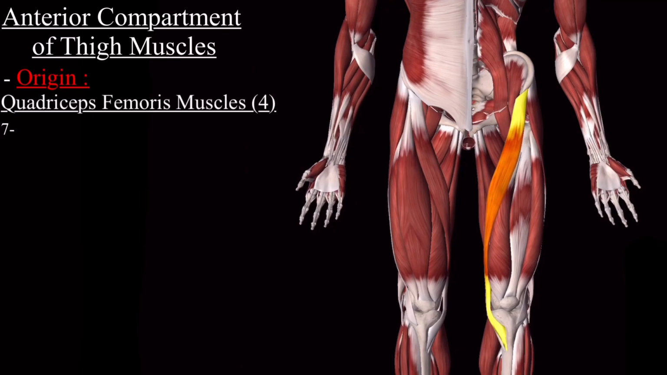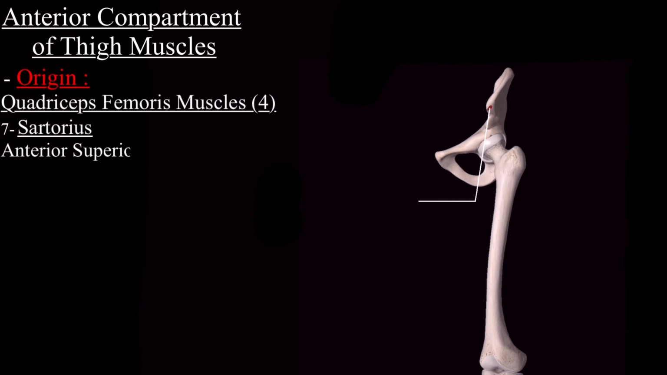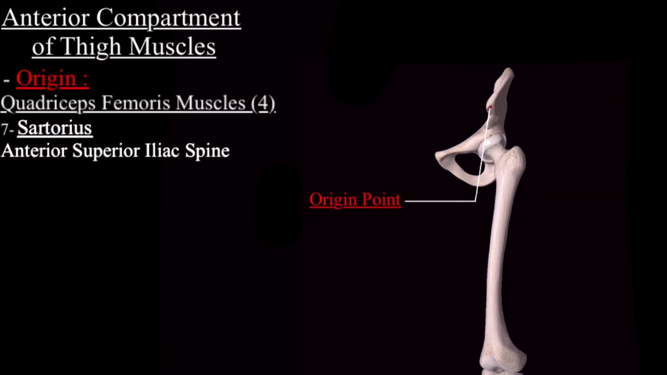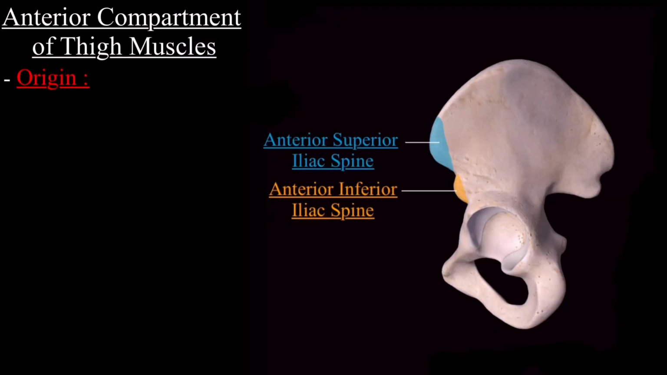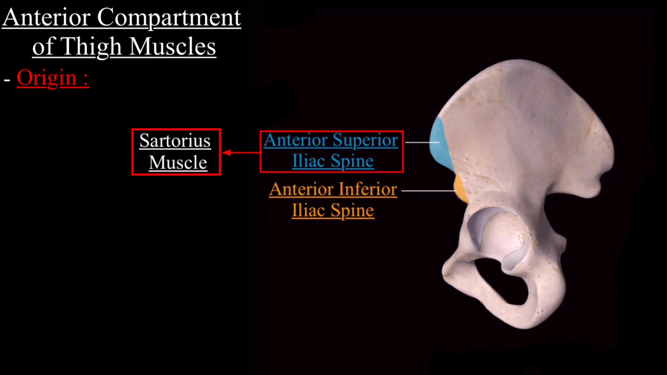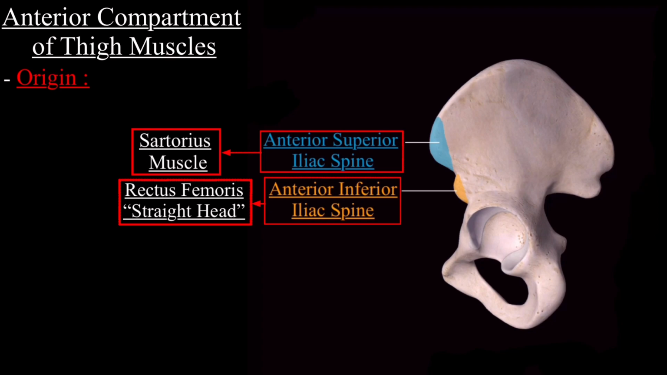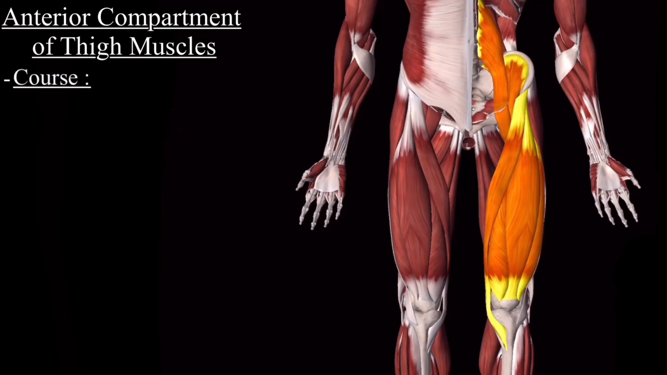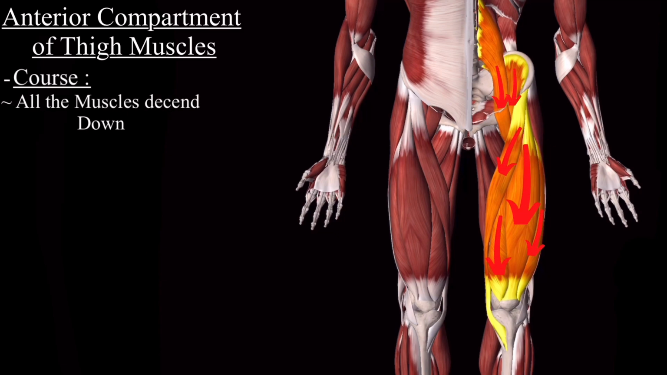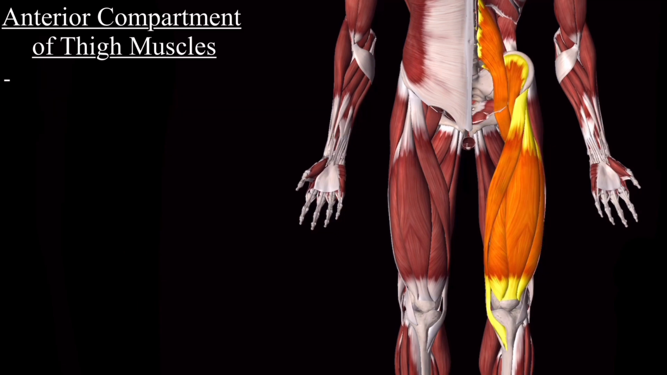The last one is the Sartorius muscle, and it originates from the anterior superior iliac spine. Also note that from the anterior superior iliac spine originates the Sartorius muscle, and from the anterior inferior iliac spine originates the straight head of the rectus femoris muscle. All the muscles of the anterior compartment descend downward. Next is the insertion of these muscles.